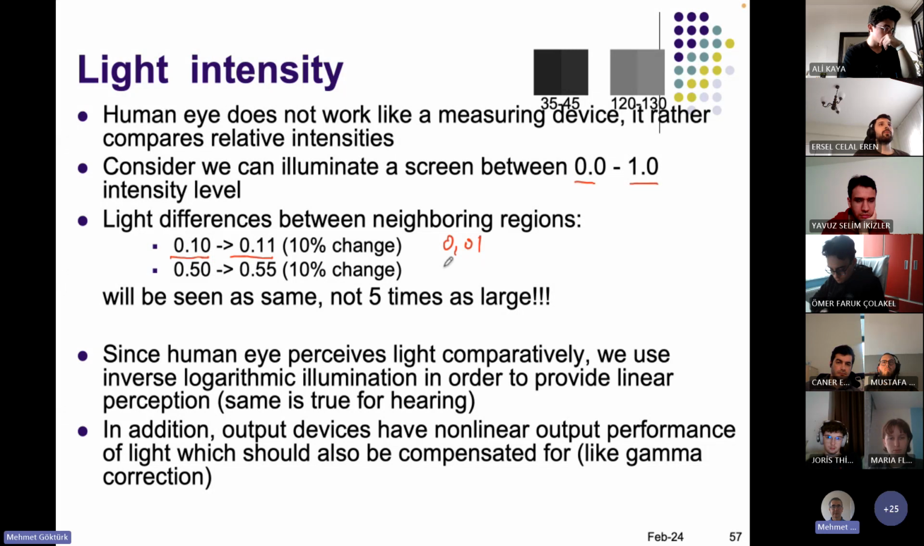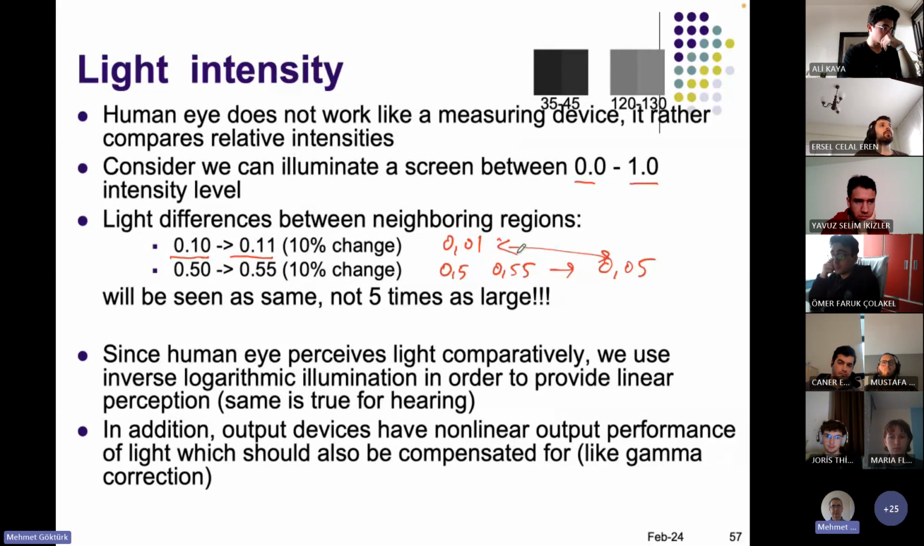When you're increasing from 0.5 to 0.55, the change is 0.05. So 5 times bigger change. But these two changes are perceived as equal changes because we are measuring the relative difference, not the absolute difference. So when you are increasing something, it is increased with respect to the previous value, not as an absolute value.